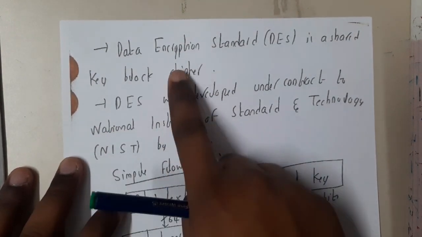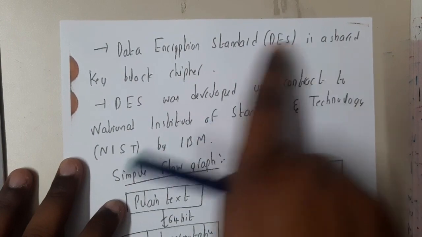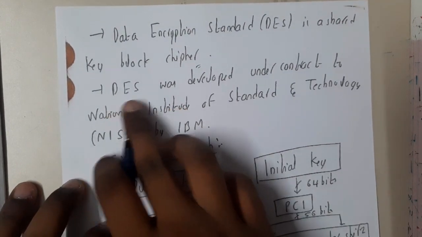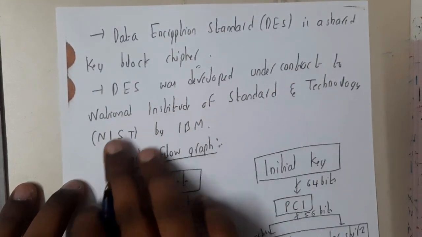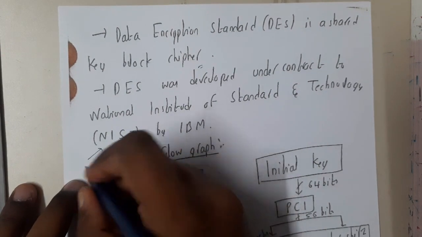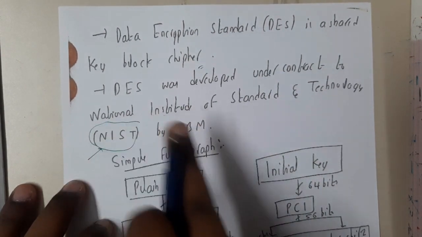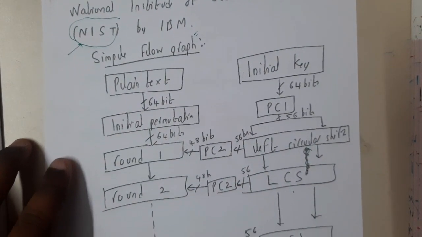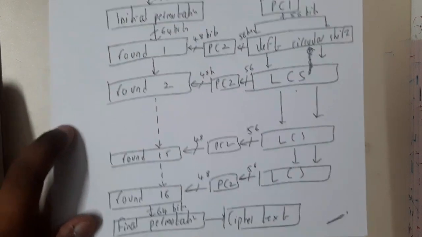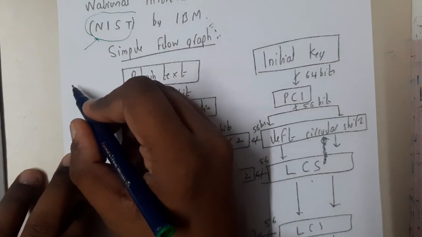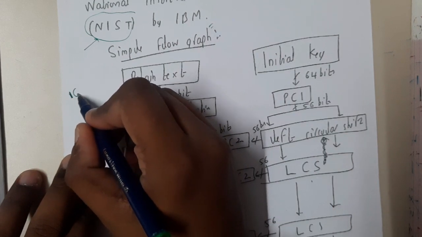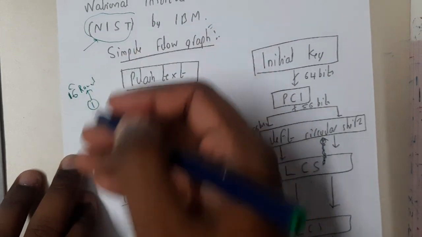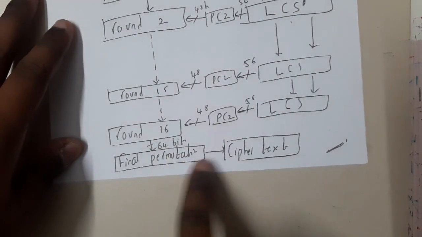So Data Encryption Standard, DES, is a symmetric key block cipher. DES was developed under contract to NIST, the National Institute of Standards and Technology, by IBM. Basically most of the encryption algorithms were under this only. I think the image is clear, right? So this is the flow, guys. We will have a minimum of 16 rounds. A single round operation will be done 16 times on the data, and at the end we will get our cipher text.